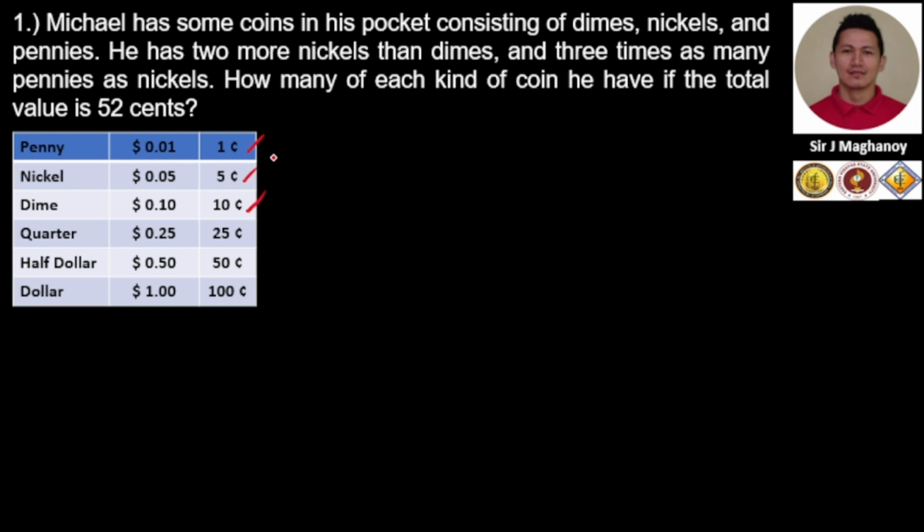So the mnemonics is PND. Stands for penny, nickel, and dime, and 1, 5, 10. Quarter, we all know, is equivalent to 25. So if you want to expand your mnemonics to PNDQ, it's okay. But for me, PND is enough. Quarter, half dollar, and dollar are understandable. So, what is our mnemonics for coin problem? PND stands for 1, 5, 10. Of course, that is in cents.